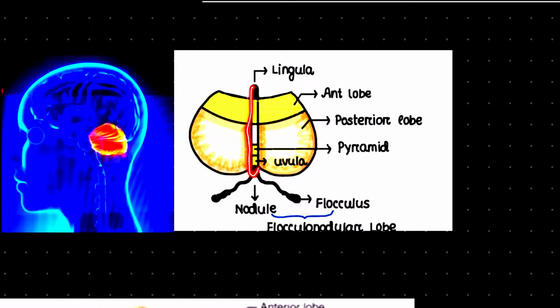Of this vermis, the caudal-most part is our lingula. If you move downward, you will find the pyramid and uvula. Here the pyramid and uvula are not related to the pyramid of the medulla oblongata. These are independent terms, and the uvula is not related to the oral cavity. These are the things that we need to know about the cerebellum.